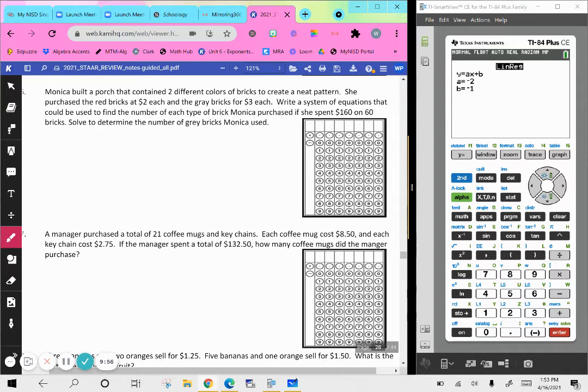So she got two different color bricks. We're going to say red bricks, I'm going to call them X, and I'm going to call the gray bricks Y.